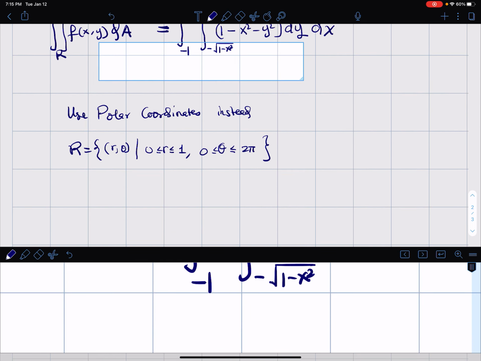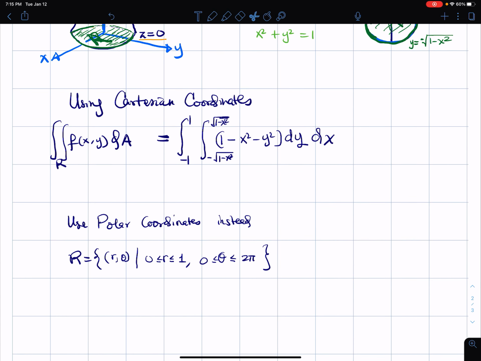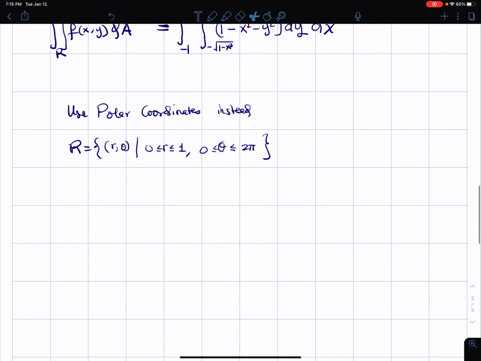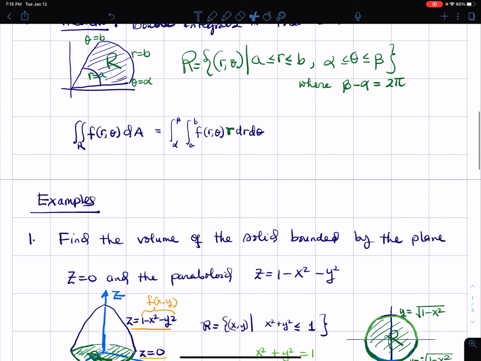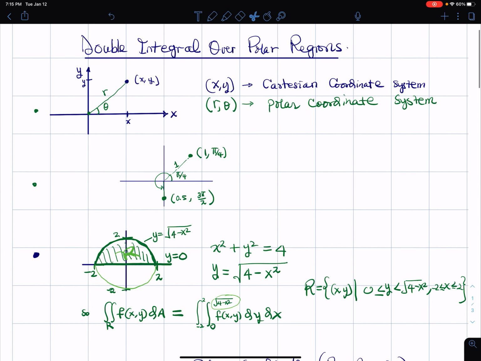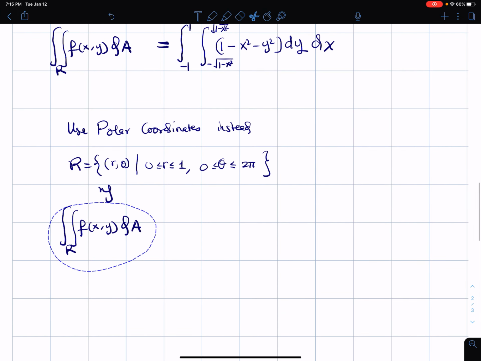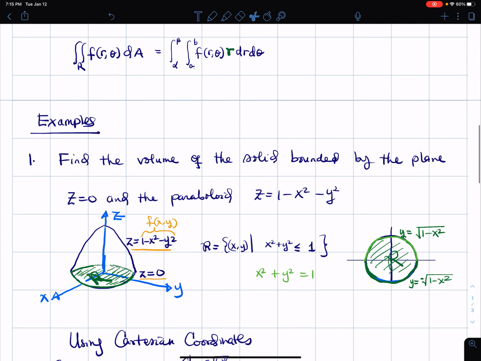So the volume we're looking for, let's see again. Oh shoot, something is wrong. Something is wrong. I did something wrong, okay.